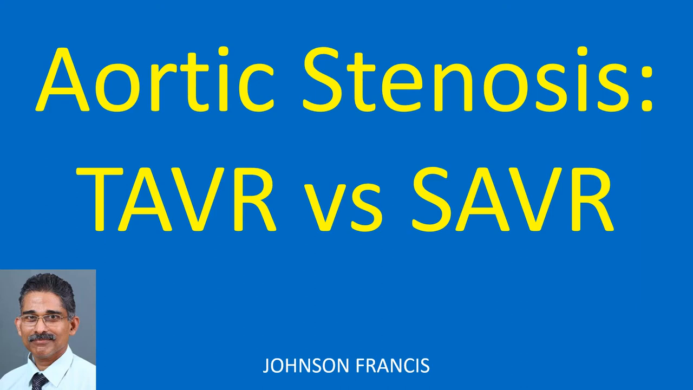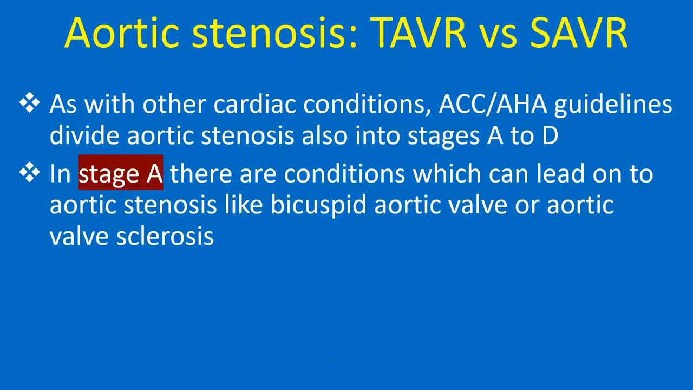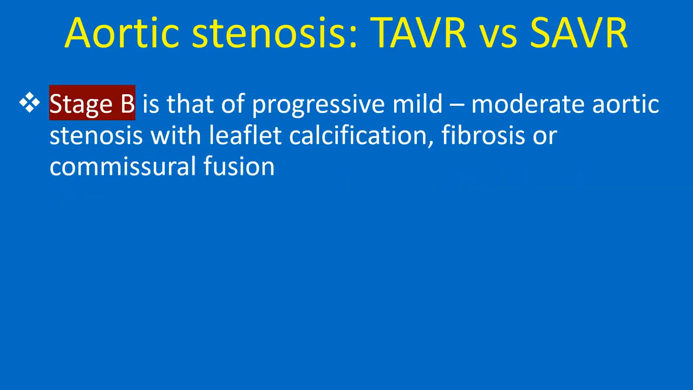Discussion on aortic stenosis, TAVR versus surgical AVR. As with other cardiac conditions, ACC/AHA guidelines divide aortic stenosis also into stages A to D. In stage A, there are conditions which can lead on to aortic stenosis like bicuspid aortic valve or aortic valve sclerosis. Stage B is that of progressive mild to moderate aortic stenosis with leaflet calcification, fibrosis or commissural fusion.